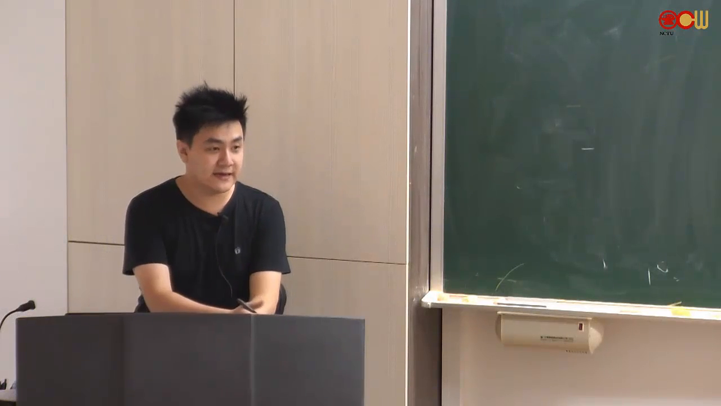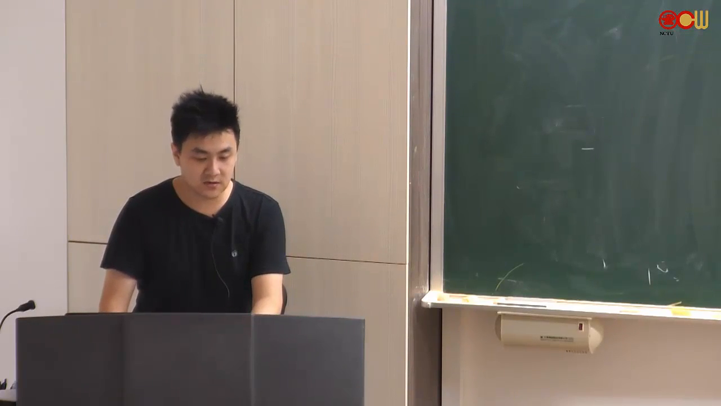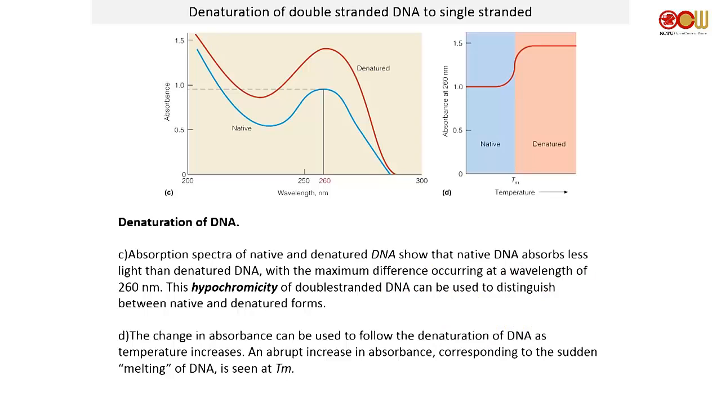When we're talking about DNA, a very unique feature of DNA that I like to talk about a little bit is the denaturation of DNA. If we have native DNA, meaning double-stranded DNA, and you scan it using a UV spectrophotometer, you're going to see that it has a peak absorbance at 260 nanometers. This is the wavelength that we use to quantify DNA.